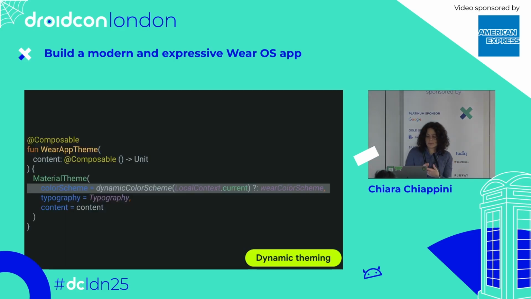Dynamic theming is not enabled by default on apps. To enable it, you need to modify the color scheme to use the dynamic color scheme. Just be aware that the dynamic color scheme is only available on the newest versions of Wear OS, such as Wear OS 6. So the way you enable it, you specify the dynamic color scheme, but also add a default color scheme that you can build for devices that are not updated to the latest version.